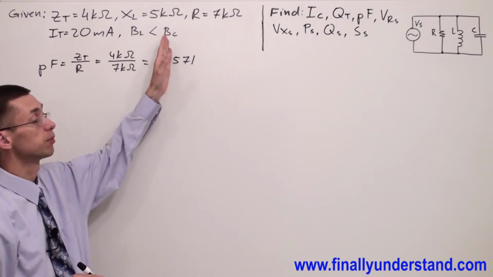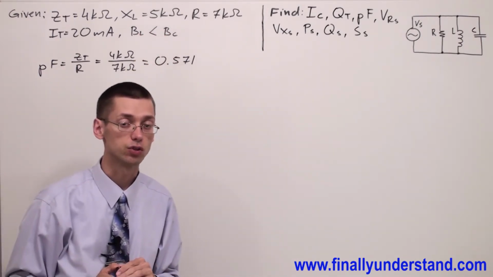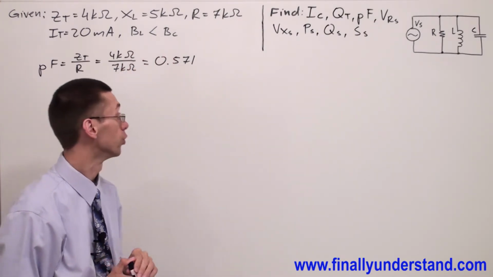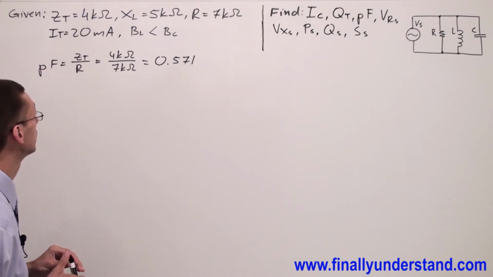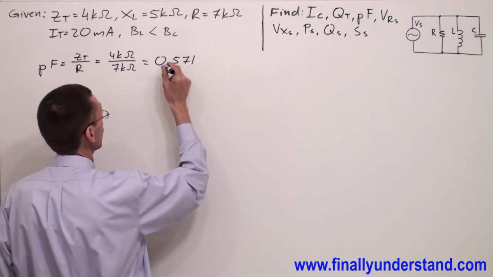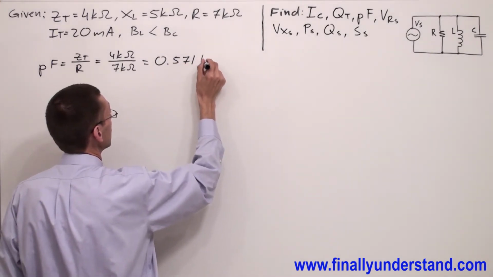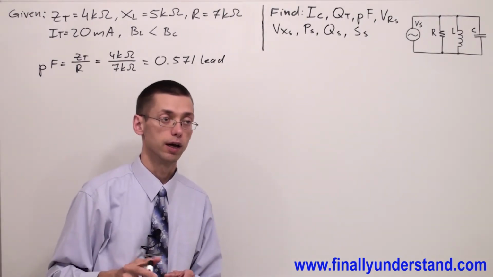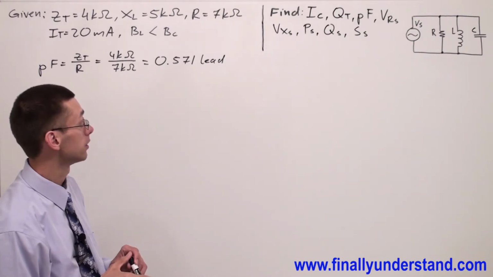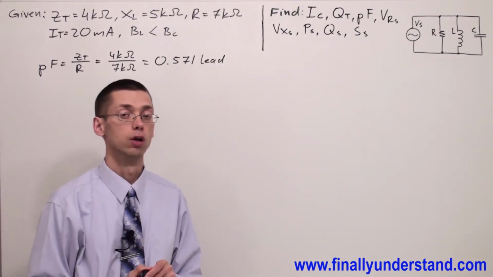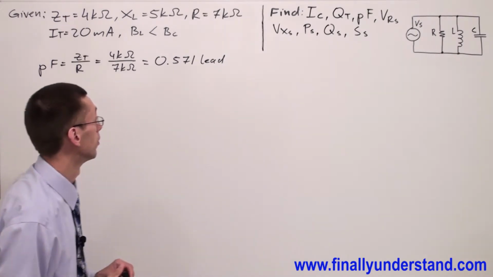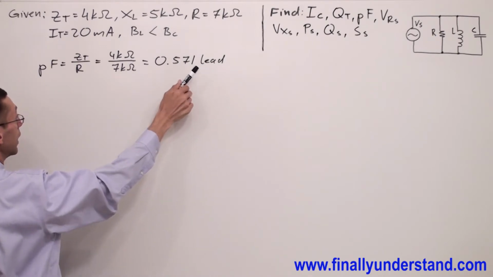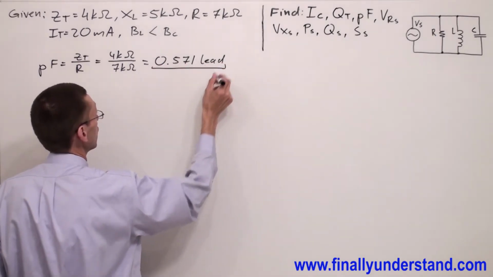The capacitive susceptance has greater value than inductive susceptance. So if I have a statement like this, it means that my angle next to Z total is going to be negative. That's why I'm going to write right away the word lead. Remember, anytime we have a negative angle next to Z total, I'm supposed to realize that the total current in the circuit is going to lead the voltage source by a certain angle. And because I have this statement, BC is greater than BL, I'm supposed to automatically write the word lead next to the value of power factor.